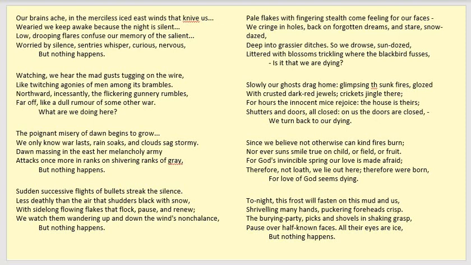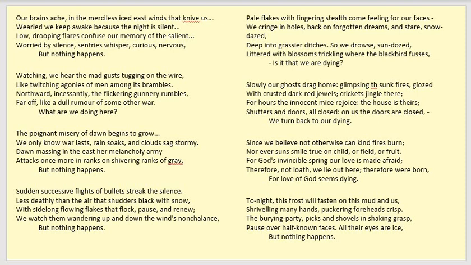Pale flakes with fingering stealth come feeling for our faces. We cringe in holes, back on forgotten dreams, and stare, snow-dazed, deep into grassy ditches. So we drowse, sun-dozed, littered with blossoms trickling where the blackbird fusses. Is it that we're dying? Slowly our ghosts drag home. Glimpsing the sunk fires glows with crusted dark red jewels. Crickets jingle there. For hours the innocent mice rejoice, the house is theirs.